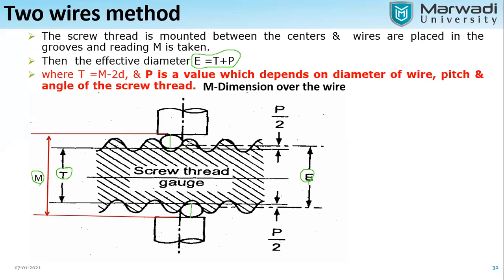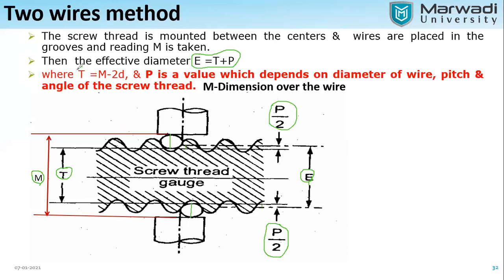We have to find it out, right? The task is very simple, and then we'll get the answer for the effective diameter. So what is this distance P? In total it is a P distance, so half on the upside and half on the opposite side. So it will be P by 2. So actually we will find the P by 2 distance.